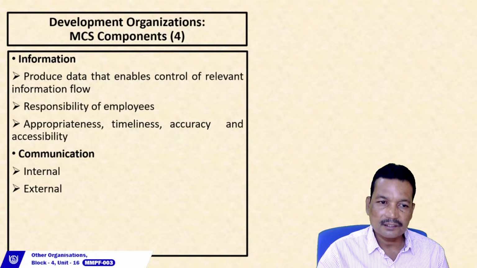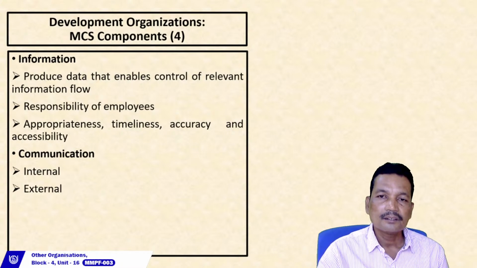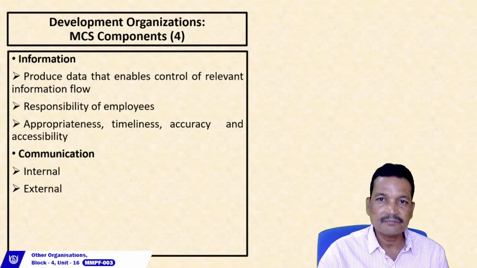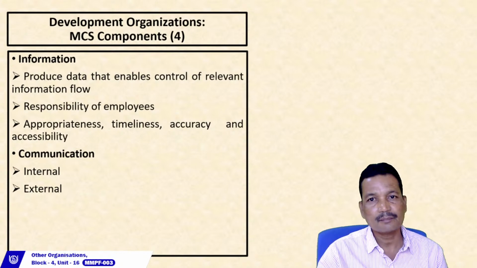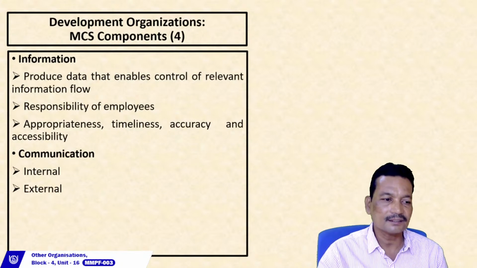When we are talking of external communication, we will be talking about the nature of work done by the developmental organization, how much it has achieved, how much it is planning to achieve in the future years to the outside world, the general public, maybe the third party agencies or government legal authorities, etc.